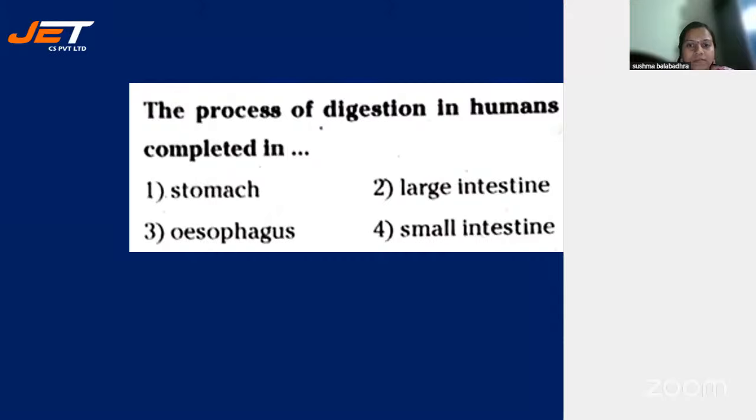Stomach, large intestine, esophagus, small intestine. The process of digestion in humans is completed in... So I can read the names of those who are giving answers. Very good, Ganeshwar, Pranita.